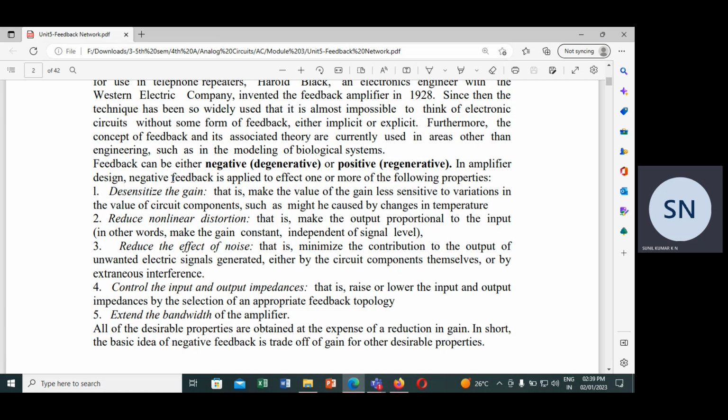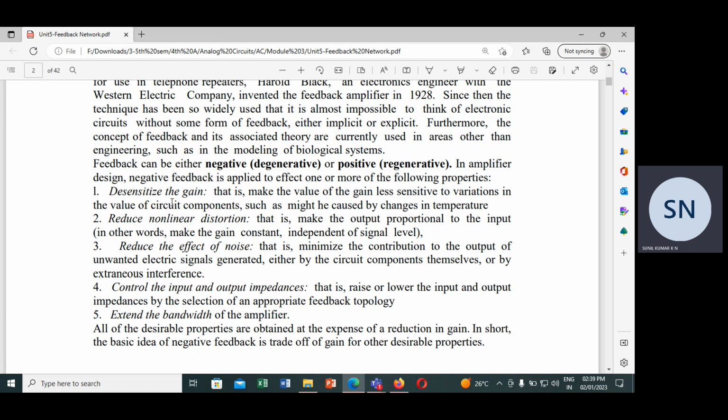Since we know that negative as well as positive feedback are there, we are going to learn about the negative feedback, and what the advantages of negative feedback are. First, why are we going for negative feedback? One of the advantages, here we can see there are 5 points written over there. These 5 points correspond to the advantages of the negative feedback system. First one is desensitize the gain.